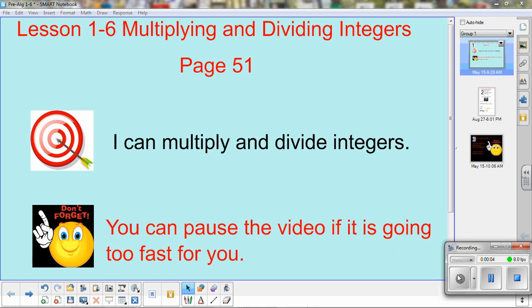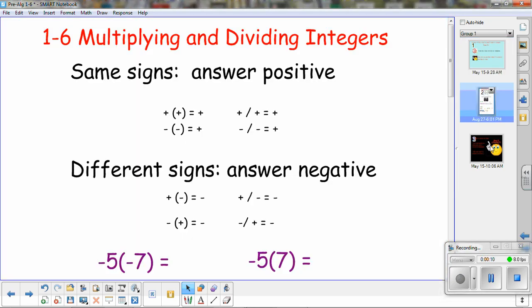In Lesson 1-6, you will learn how to multiply and divide integers. Basically, you have two rules when multiplying and dividing. If the two numbers are the same signs, the answer is always positive. If you have two numbers that have different signs, the answer is always going to be negative.